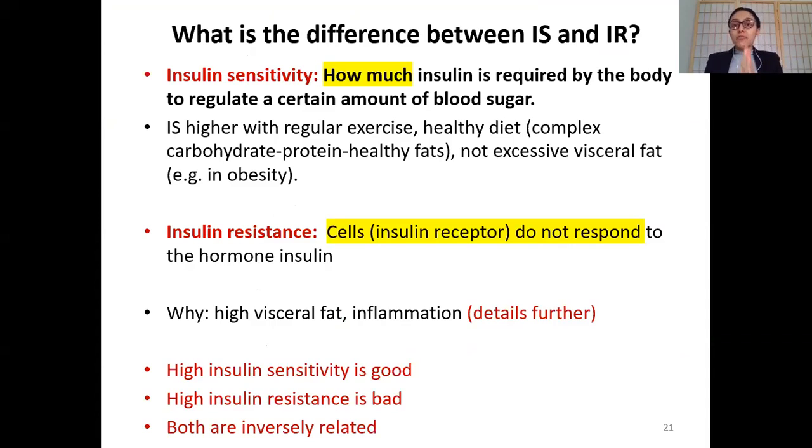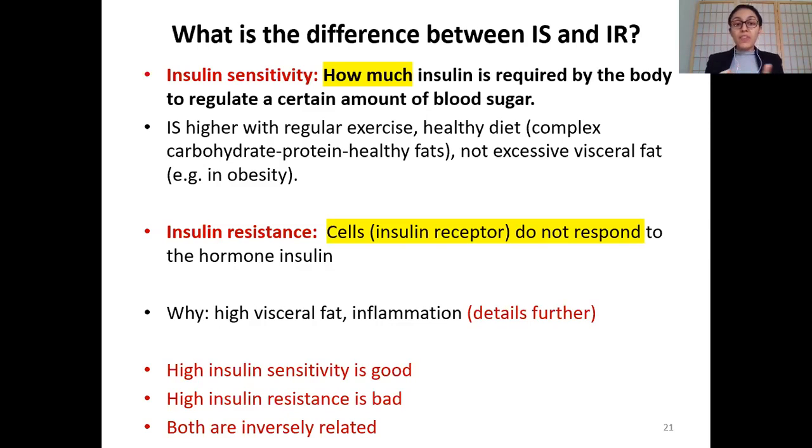All right, so what is the difference between insulin sensitivity and insulin resistance? So what is insulin sensitivity? It is, in terms of quantity, very important to remember, meaning how much insulin is required by the body to regulate some amount of blood sugar levels. All right, so it is how much insulin, meaning the quantity of insulin, which is required. Insulin sensitivity is higher with regular exercise, healthy diets, not excessive amount of visceral fat, which is surrounding your vital organs.